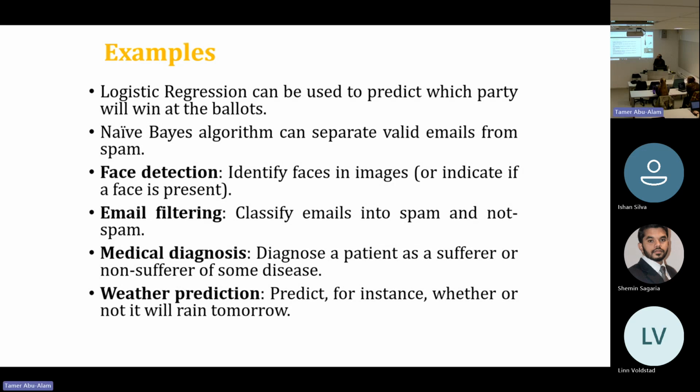There is an algorithm called Naive Bayes that can separate valid email from spam. There is also email filtering to classify emails into spam or not spam. When you open your email and you open the spam folder, you will find some emails there. How Outlook or your email agent decides that these emails are spam or not is trained behind that.